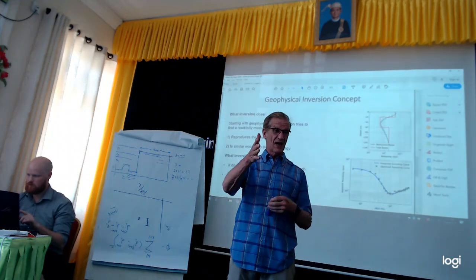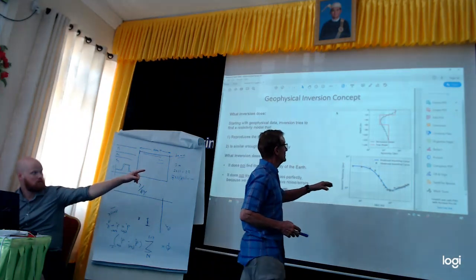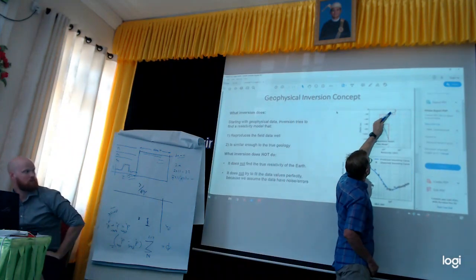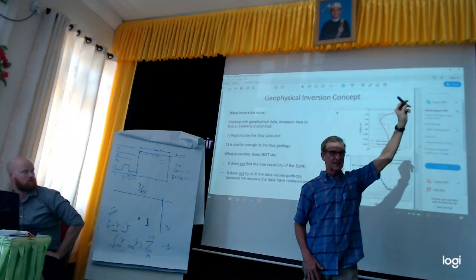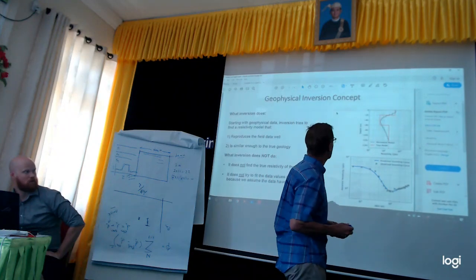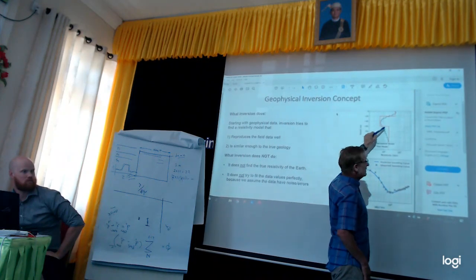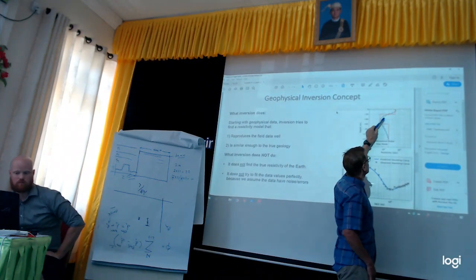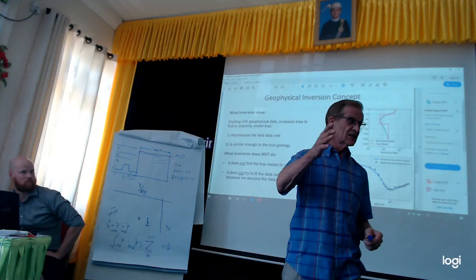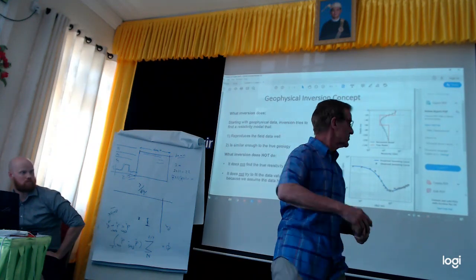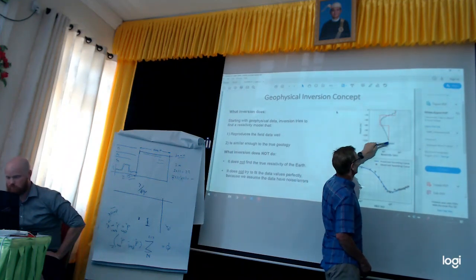At the same time, there are many geologies in which the earth is smooth. If it's like this, then the smooth model inversion might come out like that. The red is the true model, and this is the smooth model. At the same time, you have many geologies where the transition is smooth, and this is actually a much better representation of the earth than this is.